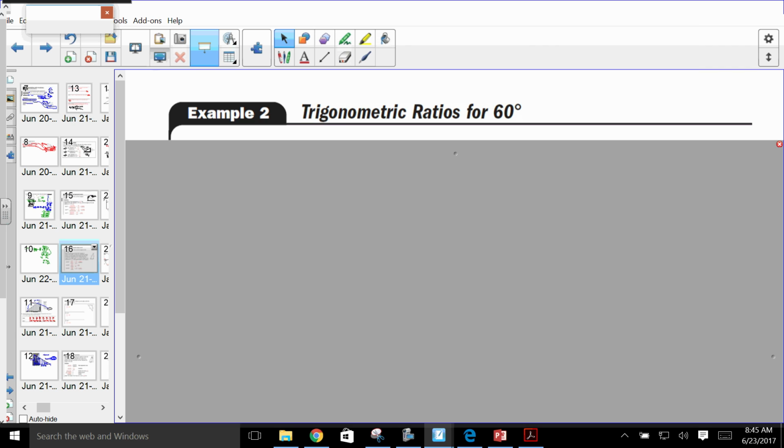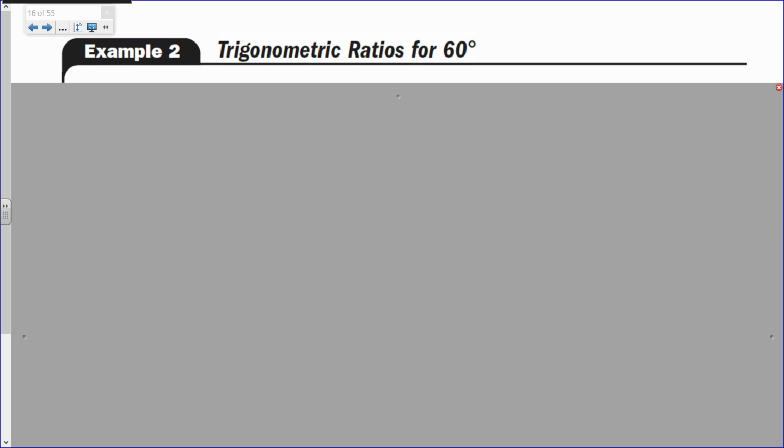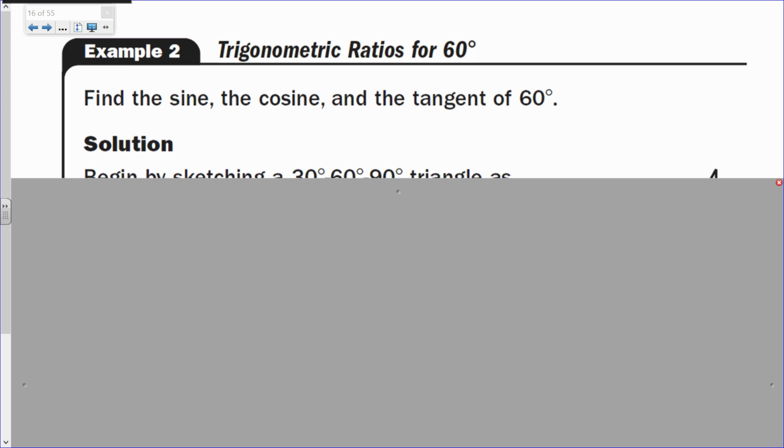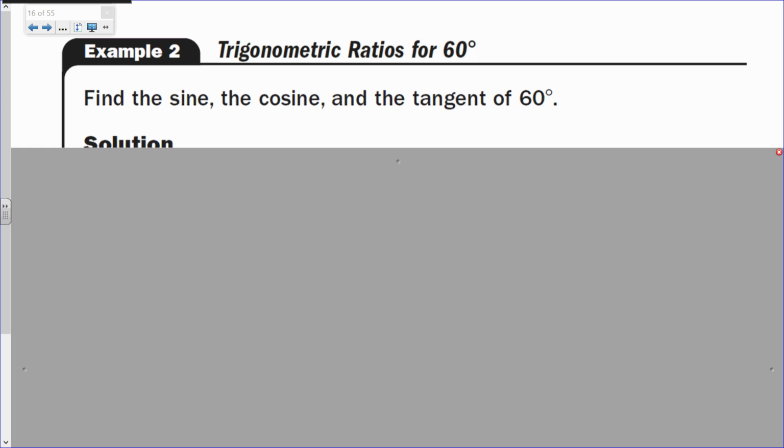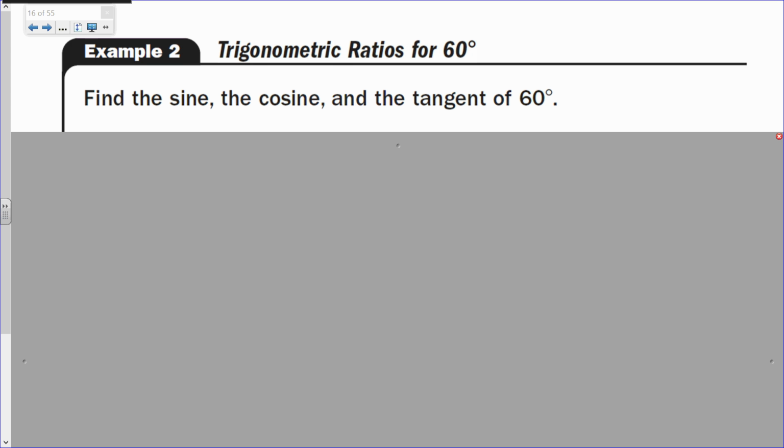Right, example 2. So let's get the trig ratios for 60 degrees now. Here we go. So example 2 says find the sine, the cosine, and the tangent of 60 degrees.